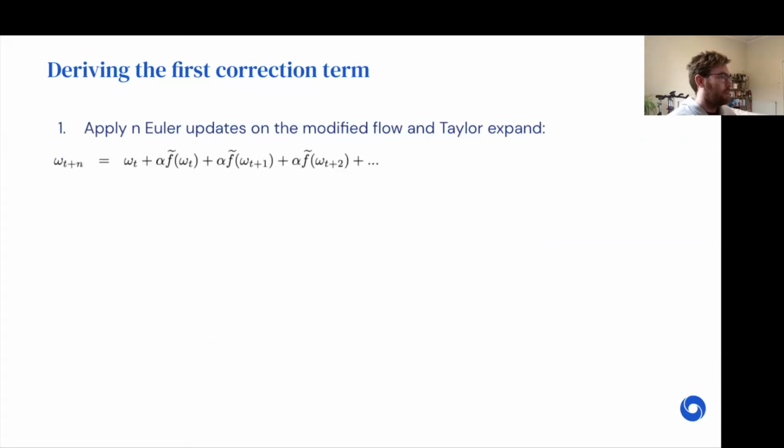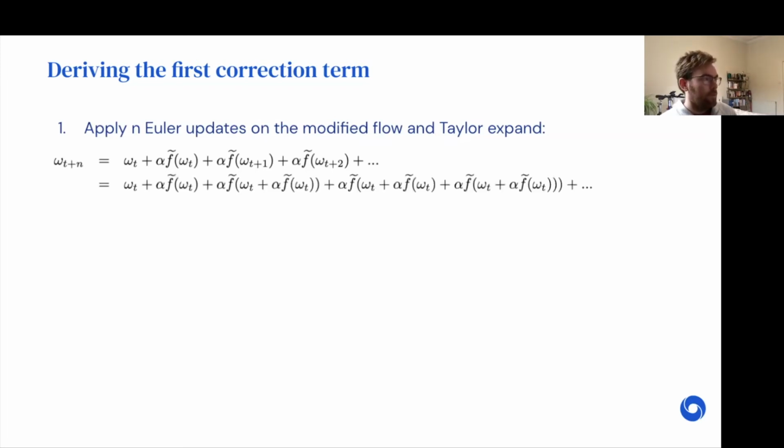So to start off, we're going to just apply n Euler updates on this modified flow and then Taylor expand. So of course, omega t plus n is just omega t plus alpha f tilde omega t, and then we add alpha f tilde at omega t plus 1, alpha f tilde at omega t plus 2, and so on. And now in the second step, I'm just going to remember that I implicitly know all of these iterates. So for example, omega t plus 1 is just omega t plus alpha f tilde omega t. And similarly for omega t plus 2, I'd have a slightly longer expression. So I obtain this intimidating looking implicit equation for the value of the nth iterate.